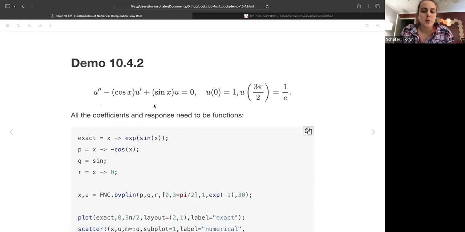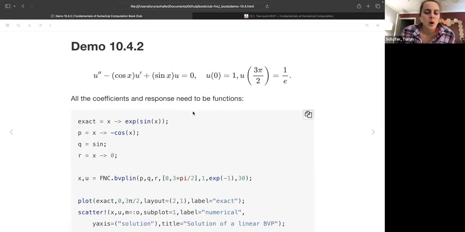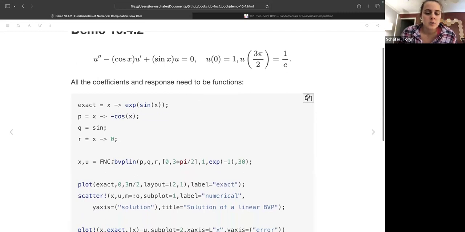Okay, so there's this demo here. We have a linear two-point boundary value problem. I'm never gonna get it. Okay, and so there's a specific format. You have to define the coefficient functions to use. They have a function here, boundary value problem linear, BVP linear. So we have to define all of our coefficient functions as functions. Again, notice that our response function is a constant zero, but we still define it as a function.